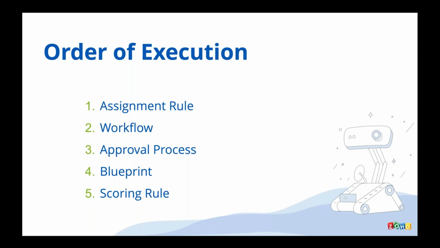Say, for example, if you want to do some scoring based upon the scoring rules and then trigger some workflow, it is not possible as of now. So what we have done, in the upcoming update, is move the scoring rule to the second position. So it would be the assignment rule and then the scoring rule, and the rest of the things remain the same. Moving forward, the scoring rule will come in the second place. So that's about the order of execution.